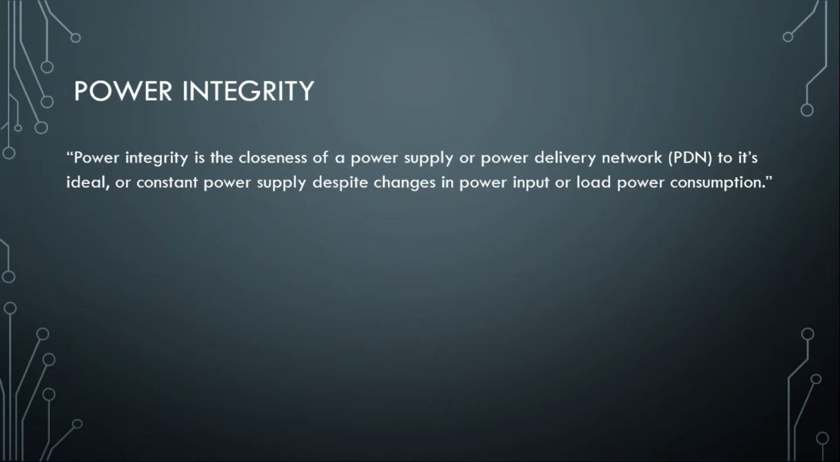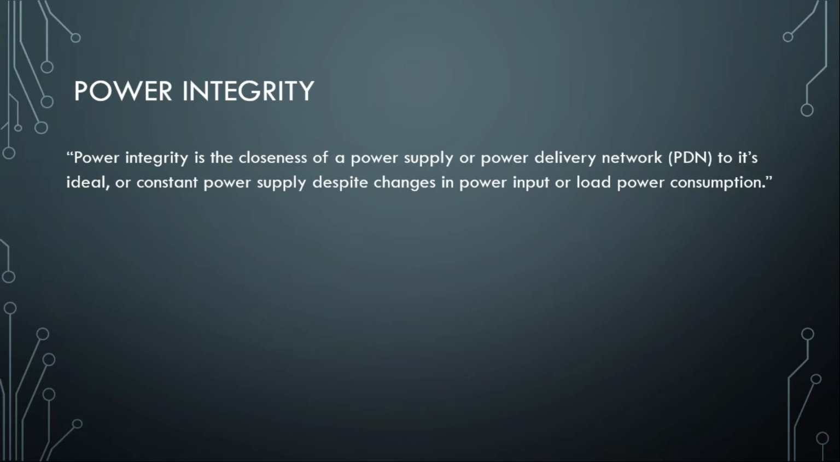By definition, power integrity is the closeness of a power supply or power delivery network to its ideal or constant power supply despite the changes in power input or load power consumption. Simply put, power integrity is the analysis which is done to ensure whether proper voltage and current has been transferred from the power supply to the destination, which is the cell.